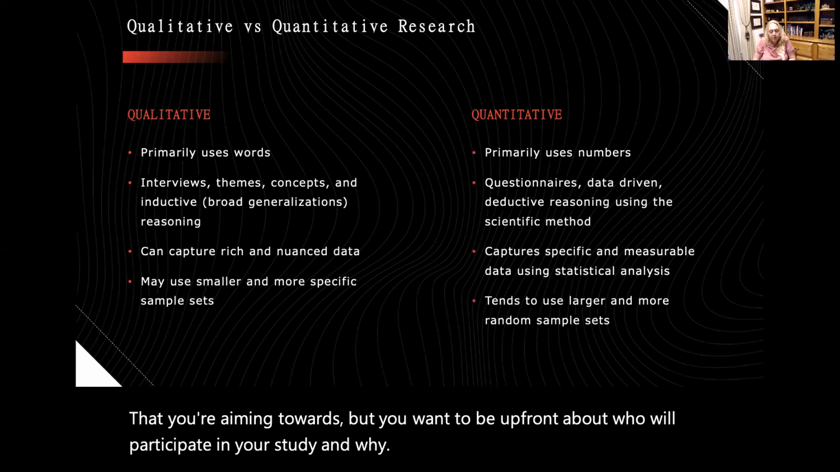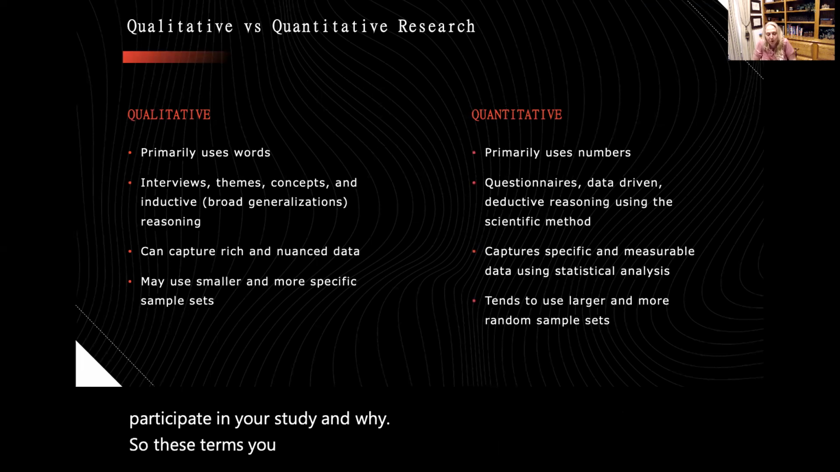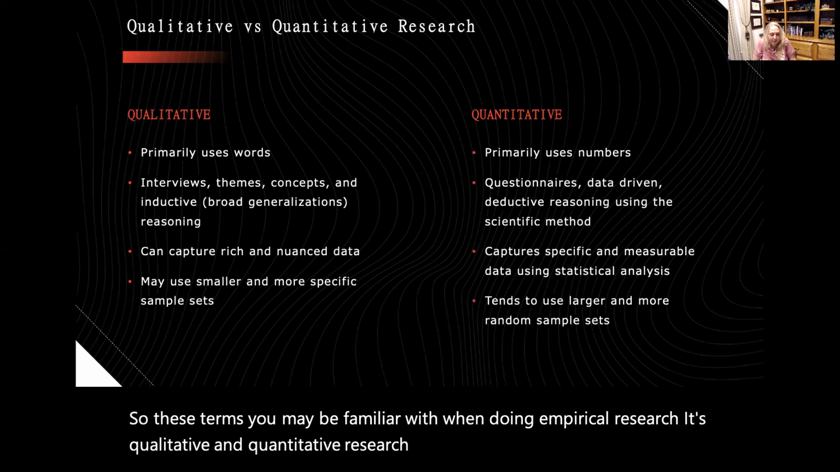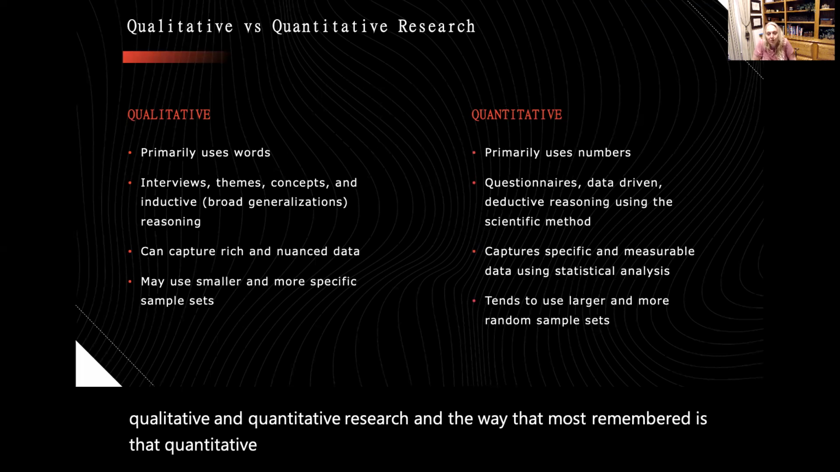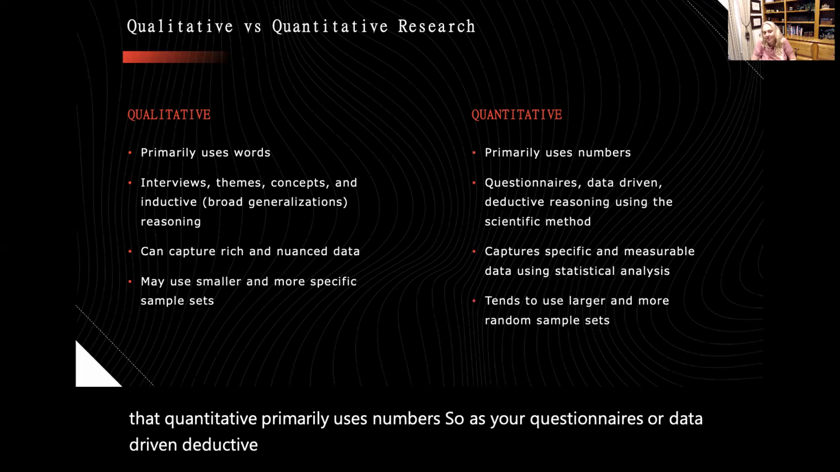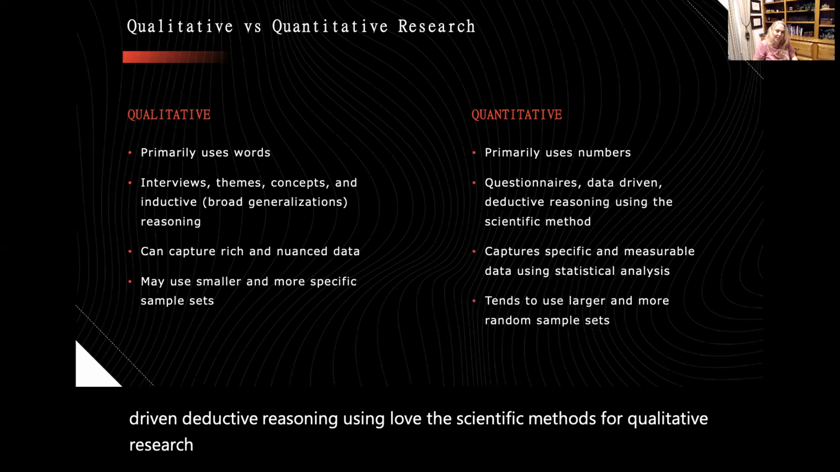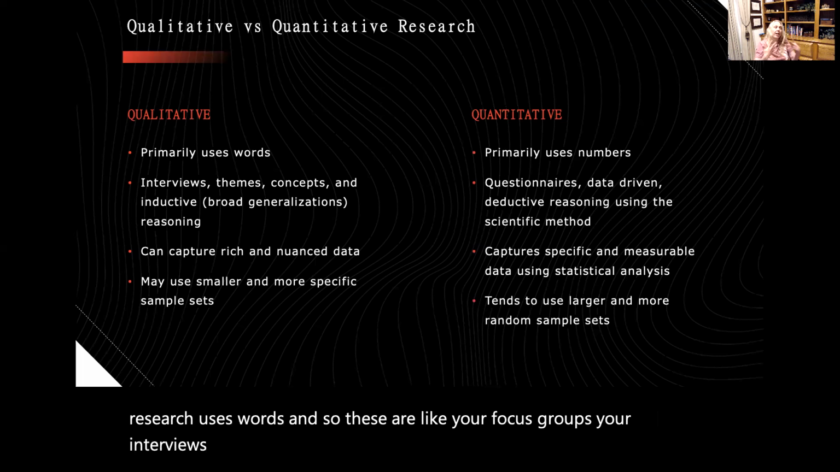So these terms you may be familiar with when doing empirical research: qualitative and quantitative research. The way that most remember is that quantitative primarily uses numbers. So those are your questionnaires, your data-driven, inductive reasoning, using a lot of the scientific methods. The qualitative research uses words. And so these are like the focus groups, your interviews, you're looking for very broad generalizations of themes and concepts.